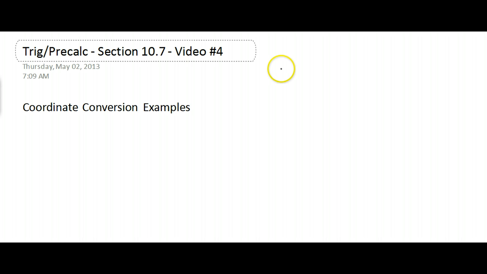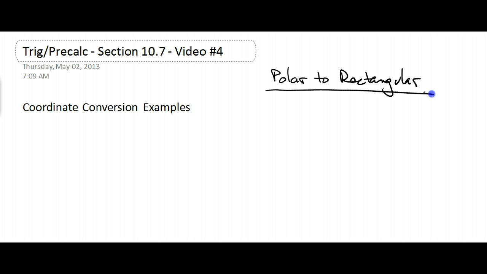Polar to rectangular. We had x is equal to r cosine theta, and we had y is equal to r sine theta.